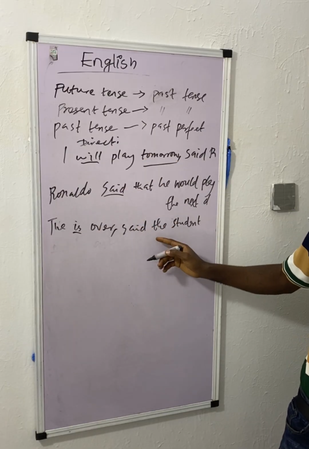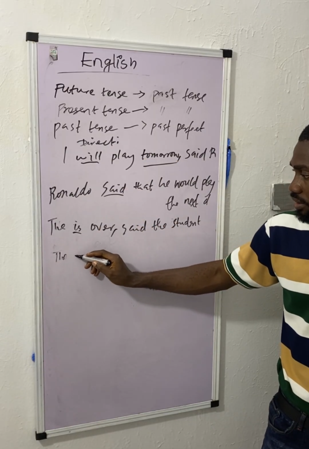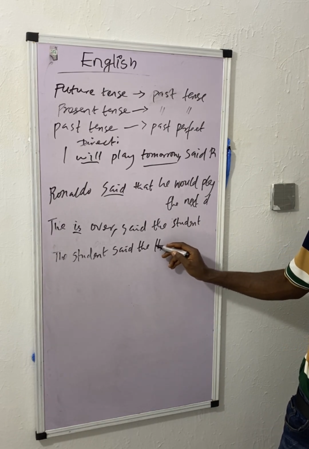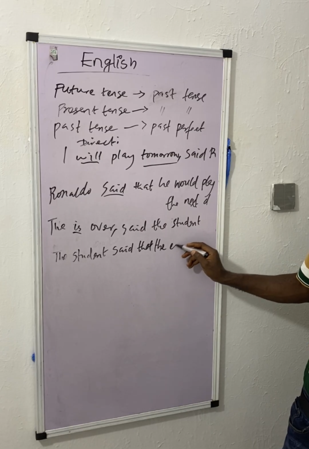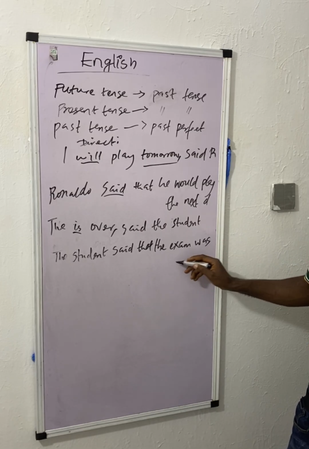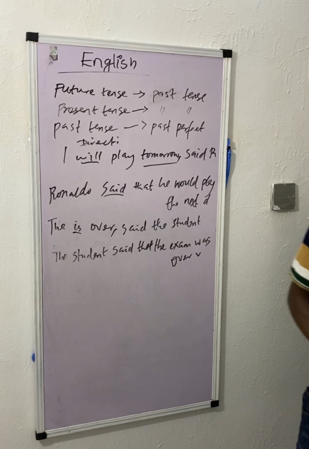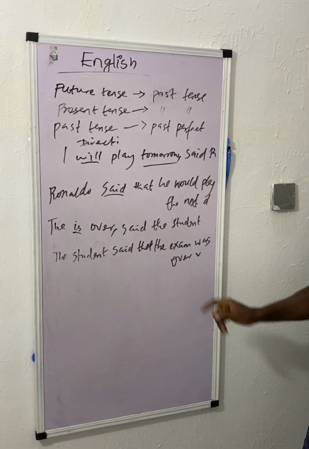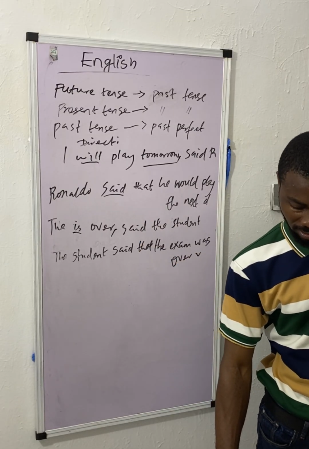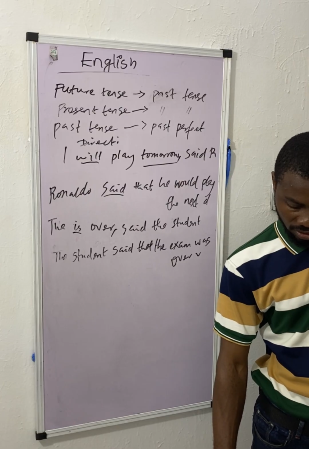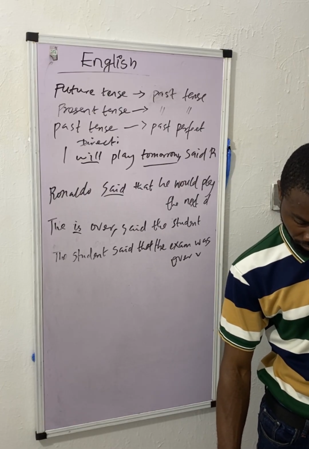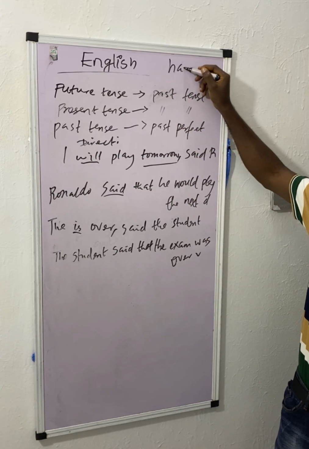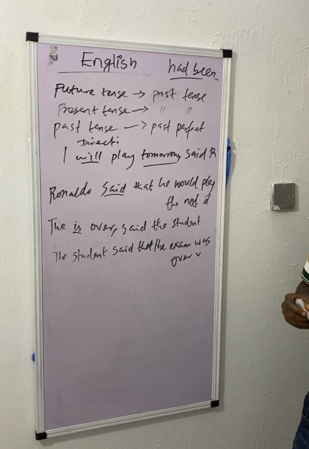So we are converting this to past tense. The student said that the exam was over. Is is converted to was, past tense. So the final one is past tense, where we use past perfect tense for past tense. Remember, the past perfect always has had been.